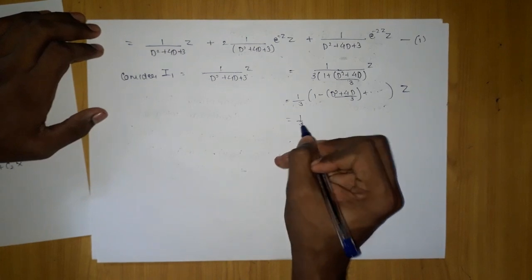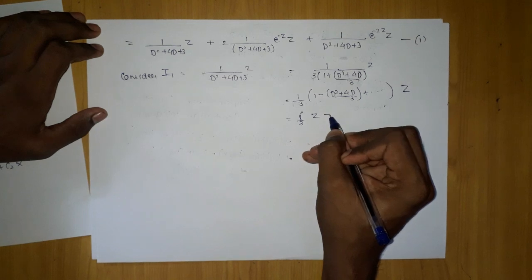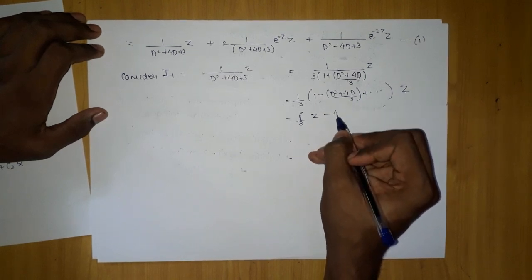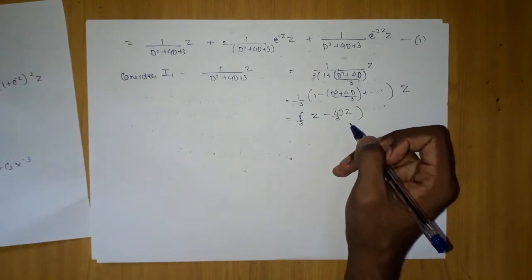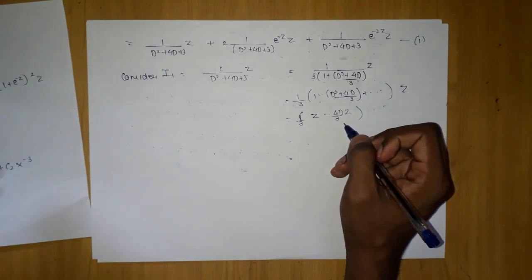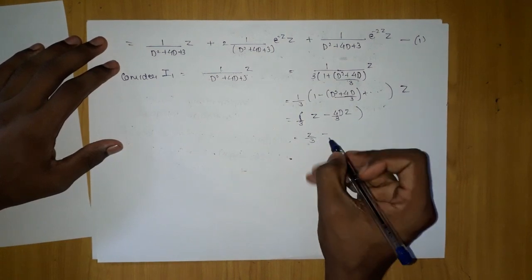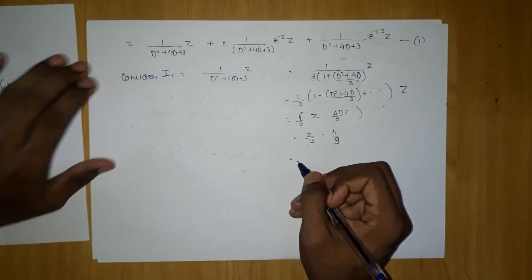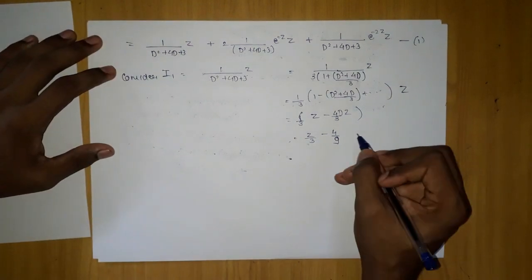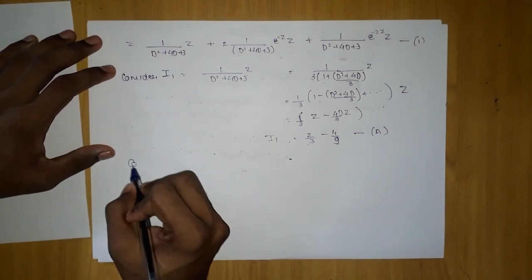We are left with 1 by 3 into z minus 4 by 3 D into z. Agree? So what we are going to get finally is something like z by 3 minus, its differentiation will become 1, and it will be 4 by 9. If I resubstitute, for the timing I will keep it as it is and call it A. So my I1 is this.